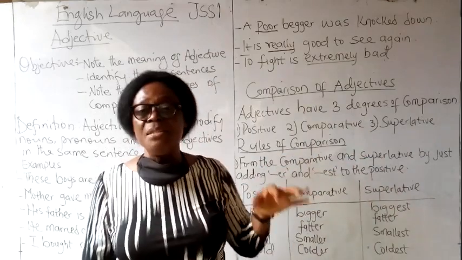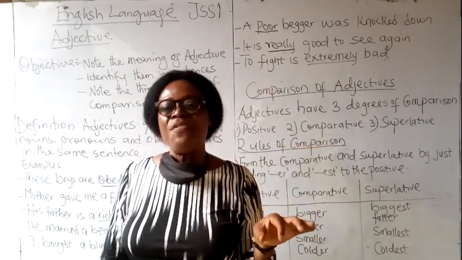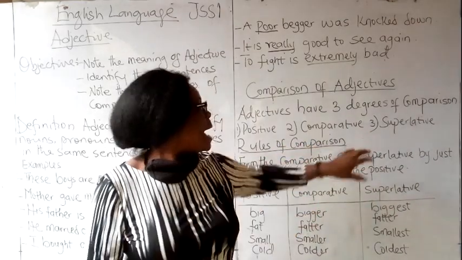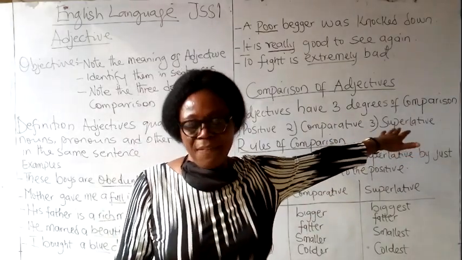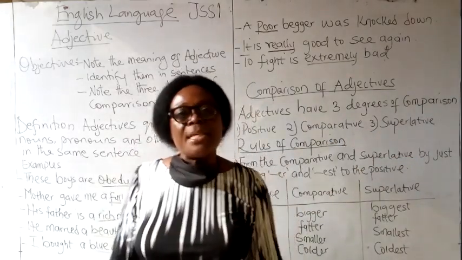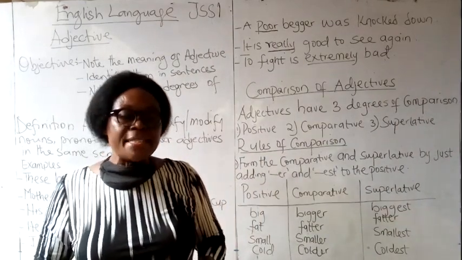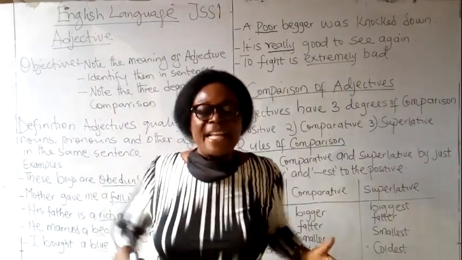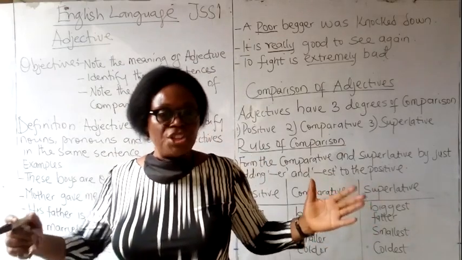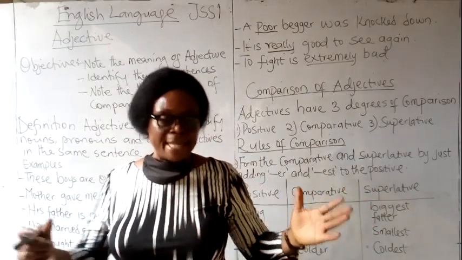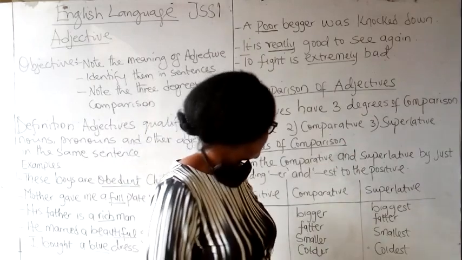You can say Mary is the most beautiful. We have used most as a superlative there. We can equally say Mary is the tallest in my class. Or you can say John is the fattest among the three boys. John is the fattest. So that's the superlative.